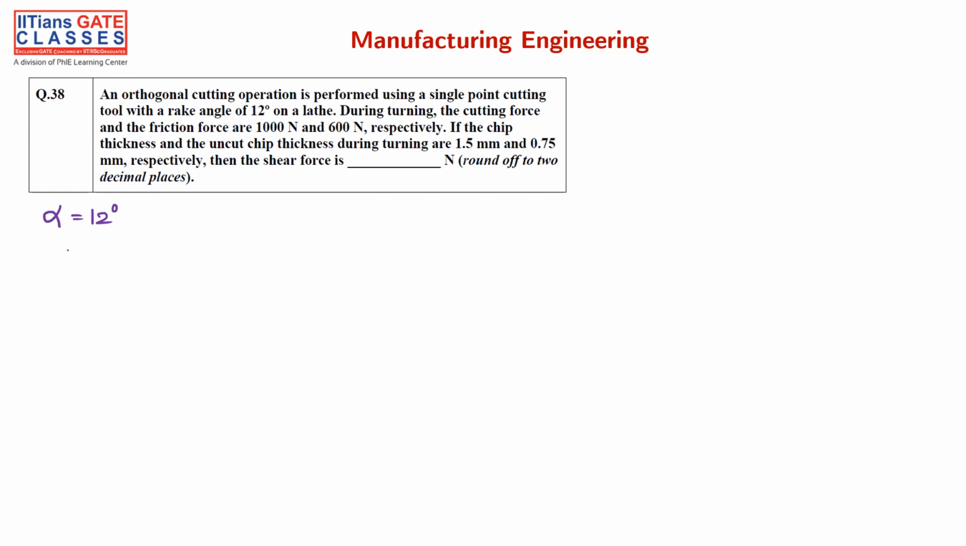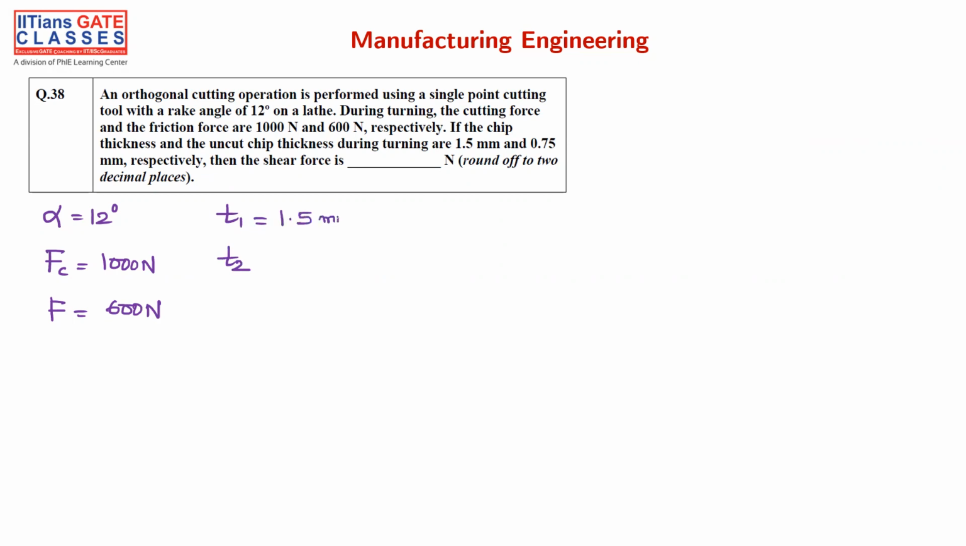During turning, the cutting force and the friction force are given. The cutting force I can write as Fc, and the friction force I'll write as F. Cutting force is 1000 newtons. Friction force is 600 newtons. If the chip thickness and uncut chip thickness during the turning are, he has given t1 and t2, right? How much is this? t1 is how much?